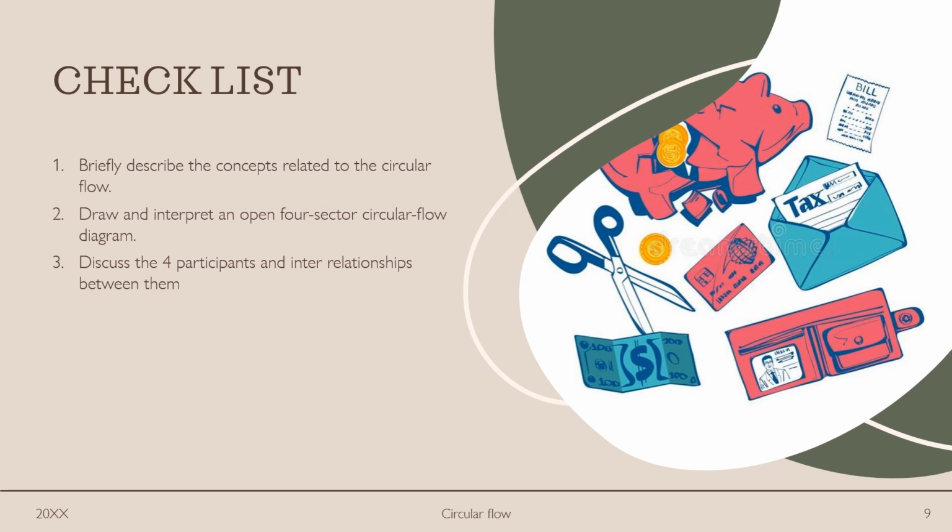To wrap everything off, we will look at our checklist. This checklist is just to help you ensure that everything that I've said in this video actually got into your brain cells, and also to test yourself. If a question says, briefly describe the concepts related to the circular flow, or draw and interpret the open four-sector circular flow diagram, or discuss the four participants and the interrelationship between them, ensure that at this point, after watching the whole video, you know how to answer these questions, and if not exactly how to do everything, you at least have an idea of how to attack these questions.